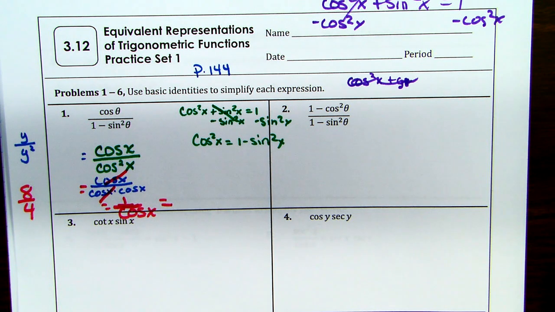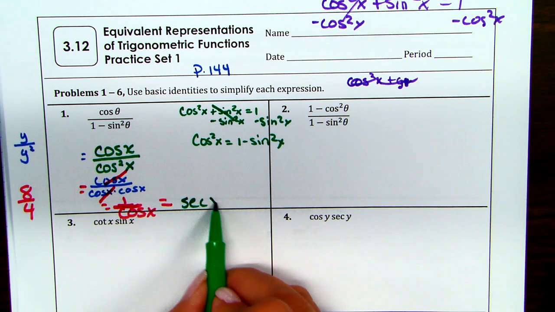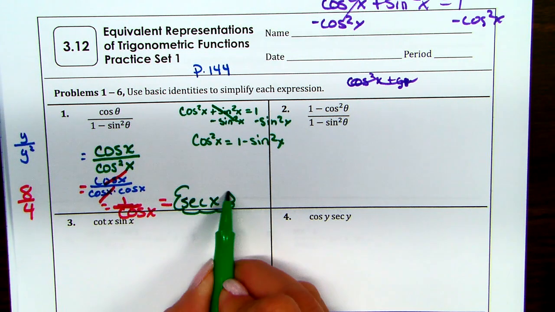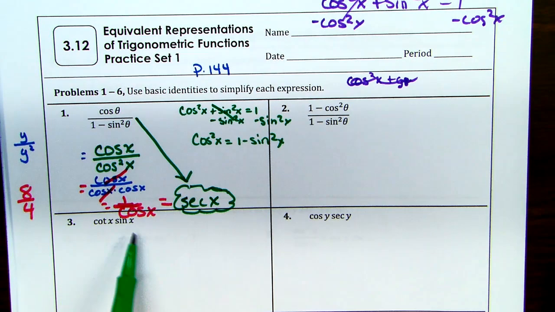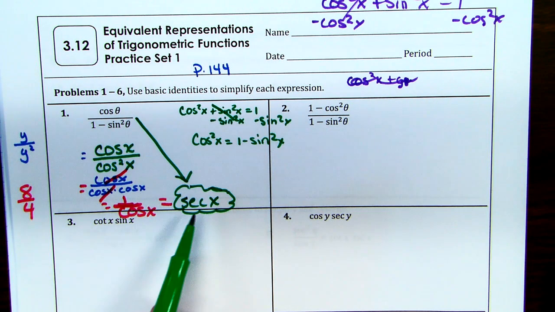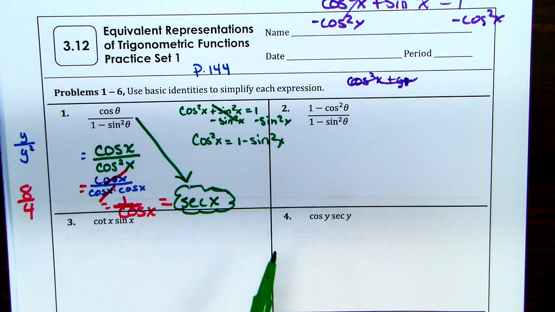What can I write 1 over cosine as? Secant, right? Secant x or whatever. So that simplified gets you to that. So that's that reciprocal identity. The flips are the friends. Now, say it again.